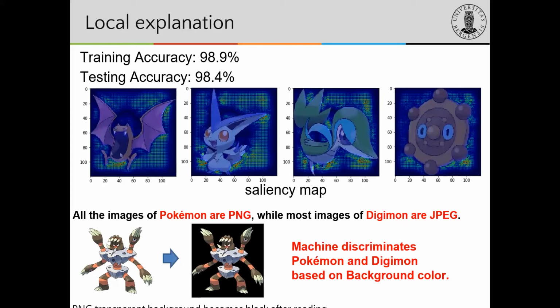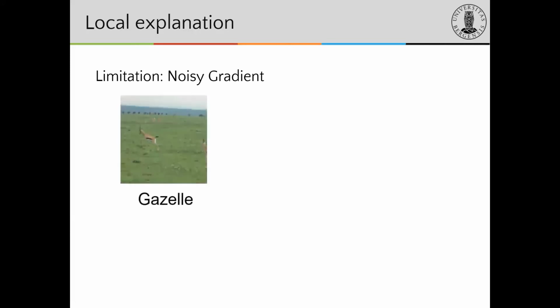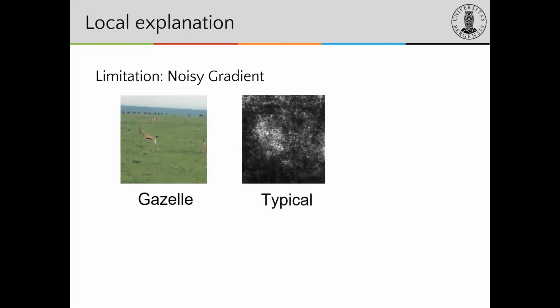As I mentioned, the gradient-based local explanation has some limitations. For example, the first one is noisy gradient. Say we have a picture of a gazelle, something like a sheep. After we use the gradient-based salience map, we get this picture. There is a lot of noise.